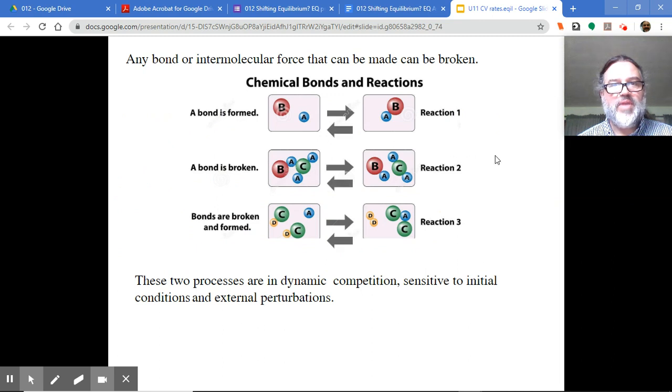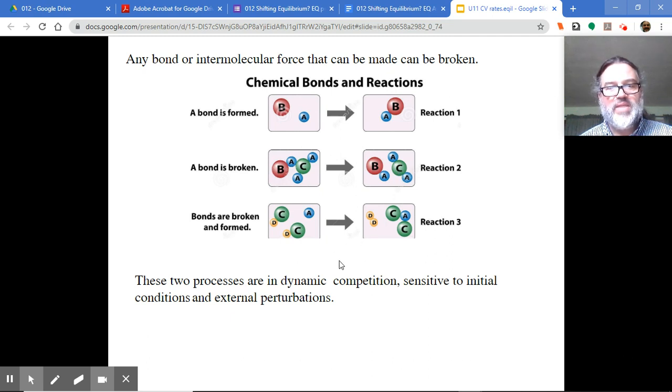Let's first of all remember that a chemical reaction is when chemical bonds break or form. You can form a bond between A and B. You can break that bond between A and C, or an old bond can break and a new bond can form. That's chemistry, right? And we like to think of that as a one-way reaction. But these processes, any intermolecular force or bond that can be made, can be broken. And so this could certainly break apart into that, or this could reform that.